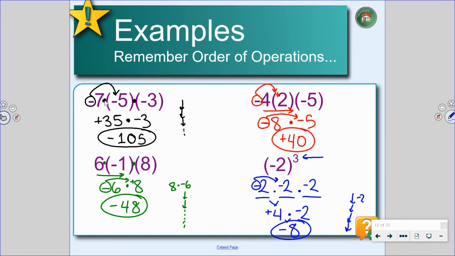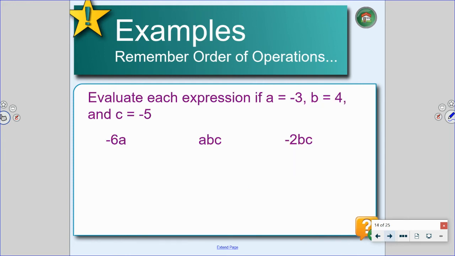Look at how those problems are similar. Look at how those problems are different. Bring some questions to me if you have any. Let's go ahead with one final piece of multiplication, and that's going to be evaluating expressions. Now this says -6 sets of A, where A in this case is going to be -3. 6 -3s is -18, but the opposite of those negatives turns to positive.